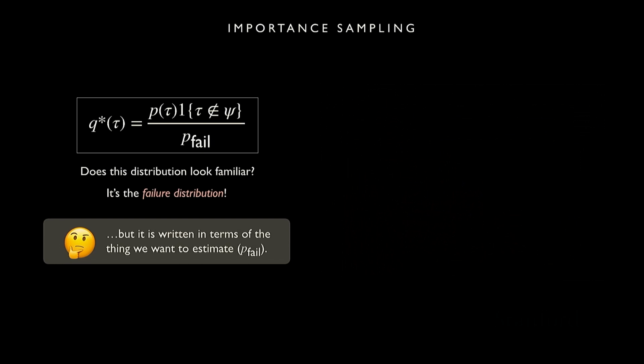Okay. So the best thing we can do now is to do our best to select a proposal that is as close as possible to the failure distribution. So when we select our proposal, this is what we have in mind. We want to get as close as we can to the failure distribution. If we knew the failure distribution, we wouldn't be doing this whole thing in the first place.